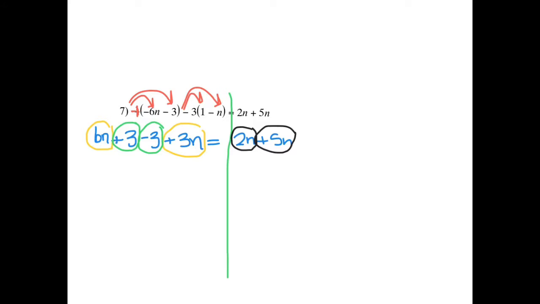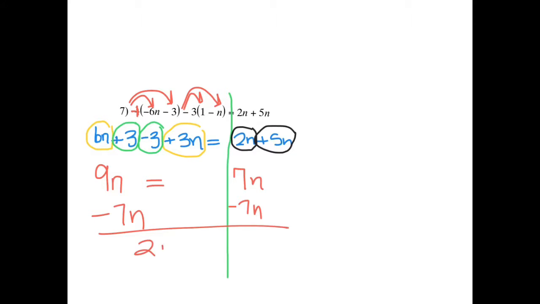So when I combine like terms on the left, 6n plus 3n is 9n. Positive 3 minus 3 is 0. So I have 9n equals 2n plus 5n is 7n. So let's keep going. I'm going to subtract 7n from both sides. So that leaves me with 2n equals 0. Divide both sides by 2. n equals 0.